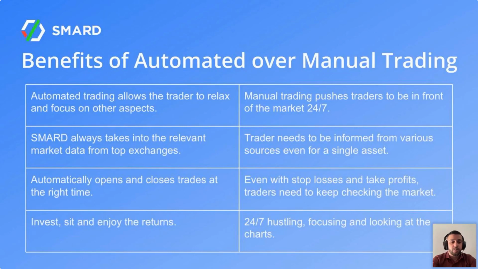The automated trading tool automatically opens and closes the trades at the right time, whereas in manual trading, you always have to be looking at stop losses and take profits, managing these throughout the day. You're always concerned, you're always looking at your phone, you're always looking at your PC. So that's something that it takes away from you. It gives you peace of mind. With automated, all you need to do is invest, sit, and enjoy the returns. Whereas in manual trading, it's a 24/7 hustling mode. You're always focused, you're never relaxed, and you're always looking at the charts.